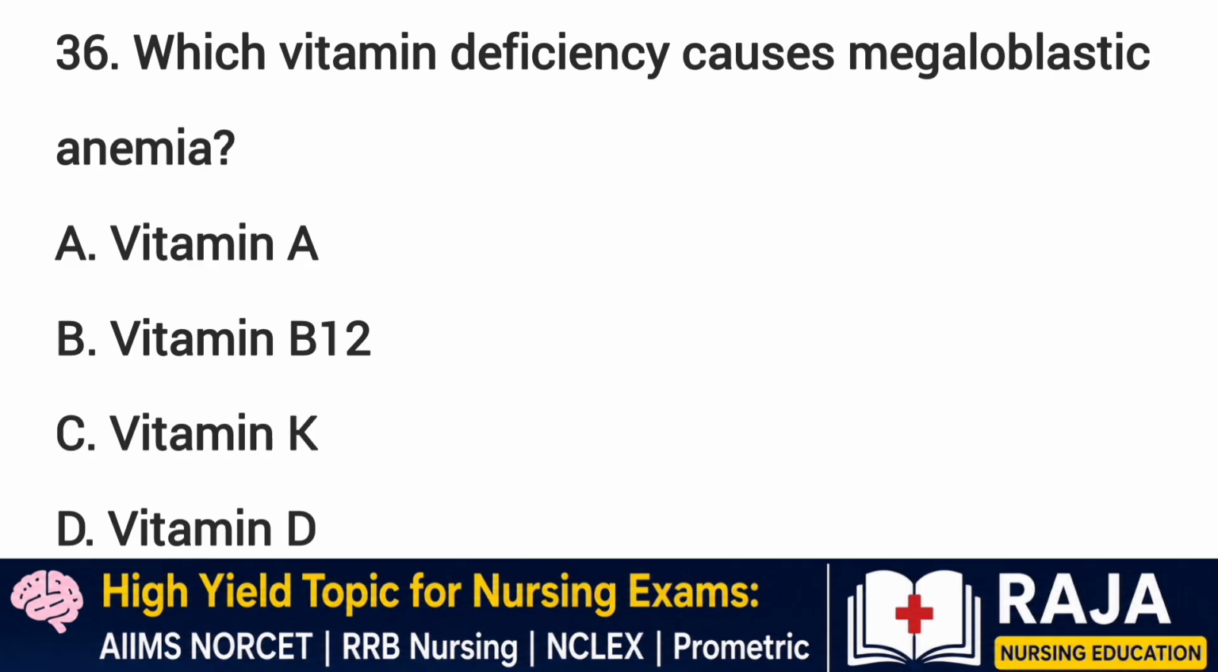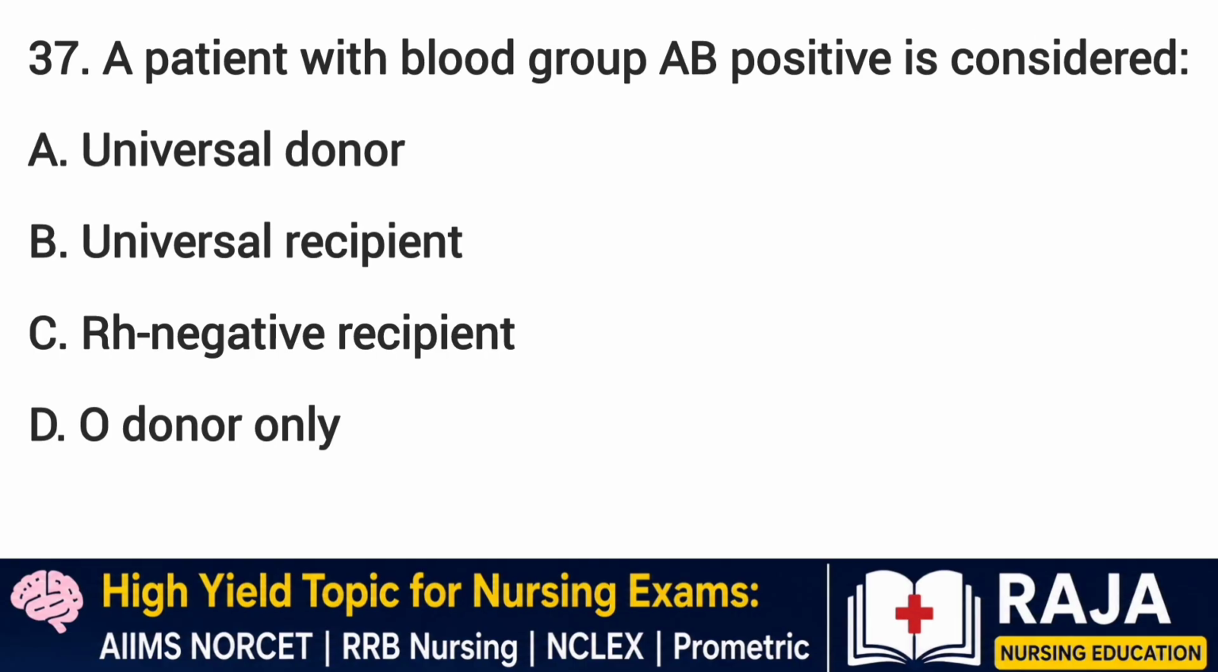Which vitamin deficiency causes megaloblastic anemia? The option is B. Vitamin B12 deficiency causes megaloblastic anemia. A patient with blood group AB positive is considered? The option is B. Universal recipient is considered as AB positive.